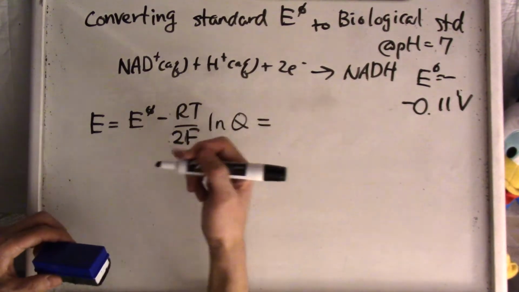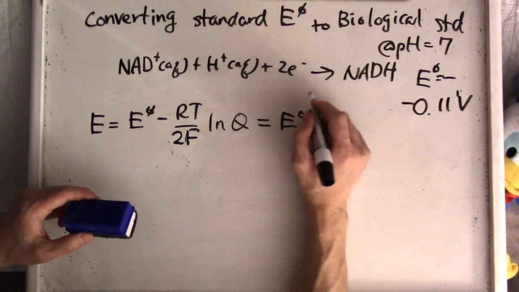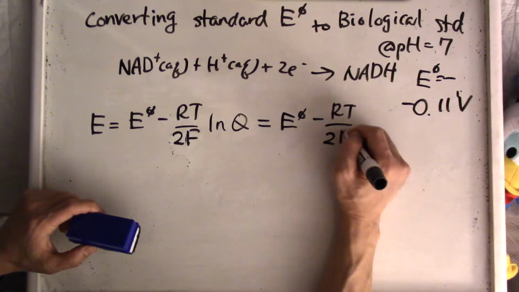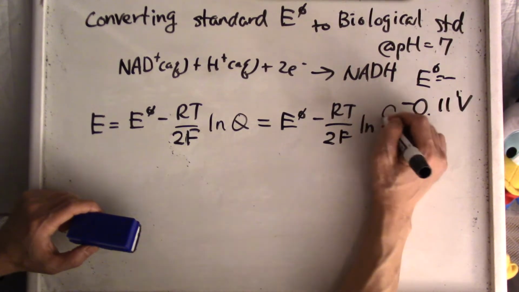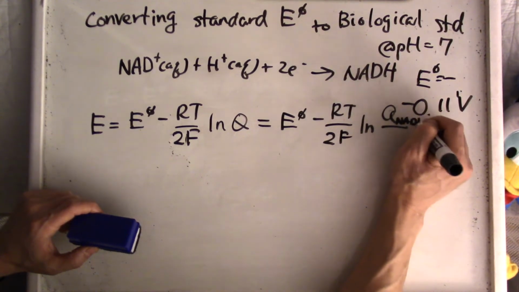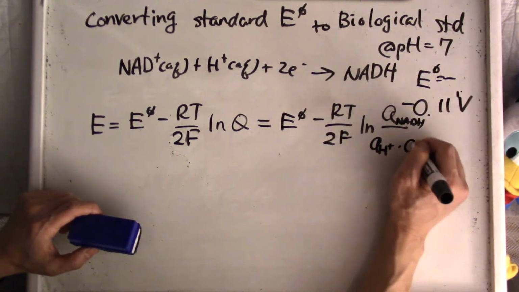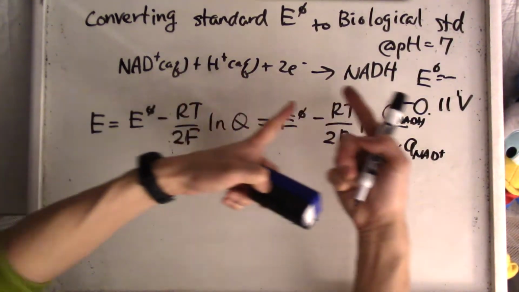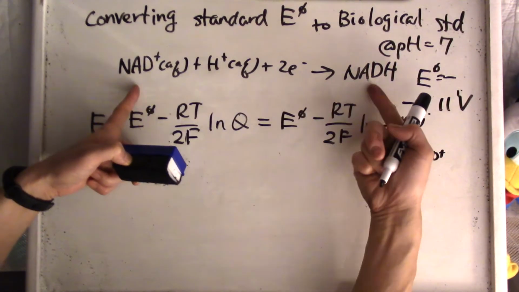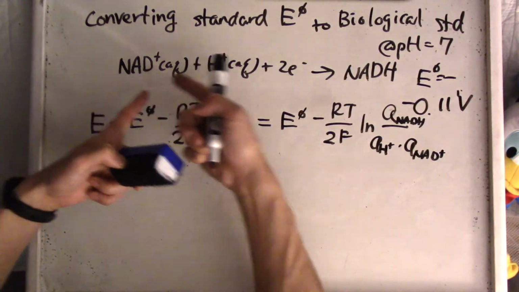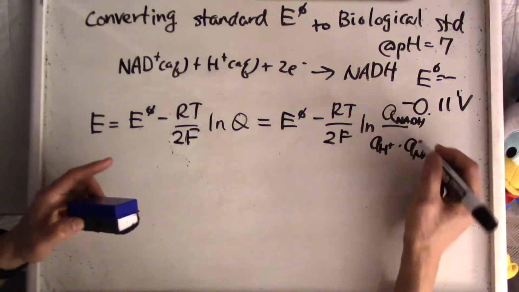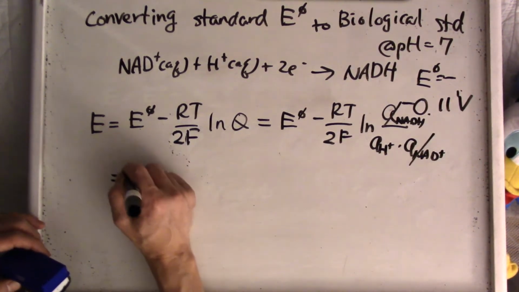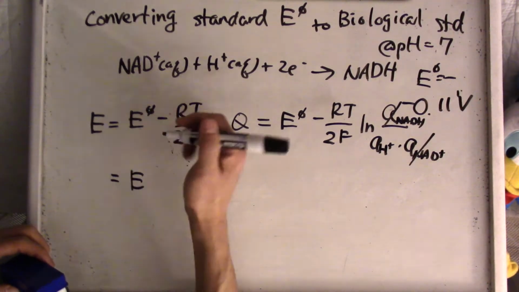But then let's think about this Q a little bit. So E0 is going to be 0.11, but we're going to come back to that, minus RT over 2F natural log of, activity-wise, the activity of NADH over the activity of H plus times the activity of NAD plus. But when you look at the half reaction, it's a one-to-one stoichiometry. So if this gets converted into that, whatever the number, these would cancel out. It's because it's a half reaction, so keep in mind, this only applies to a half reaction.